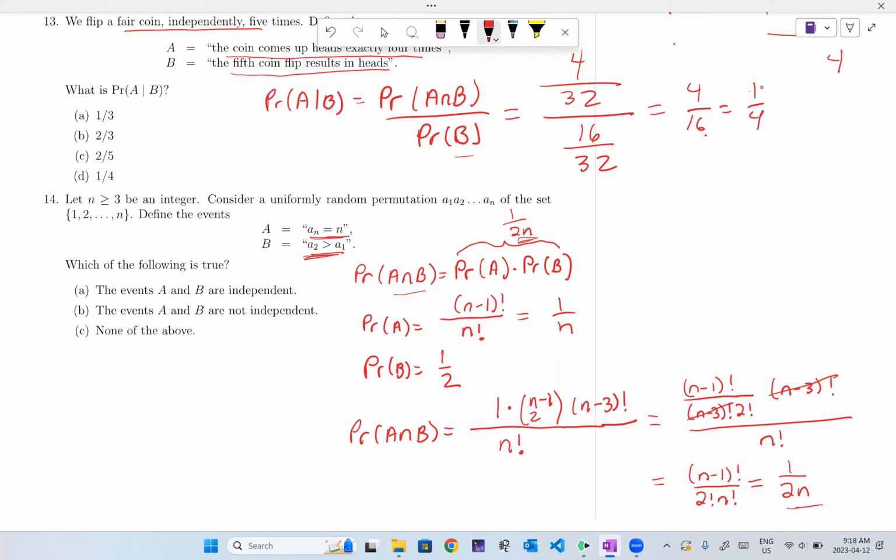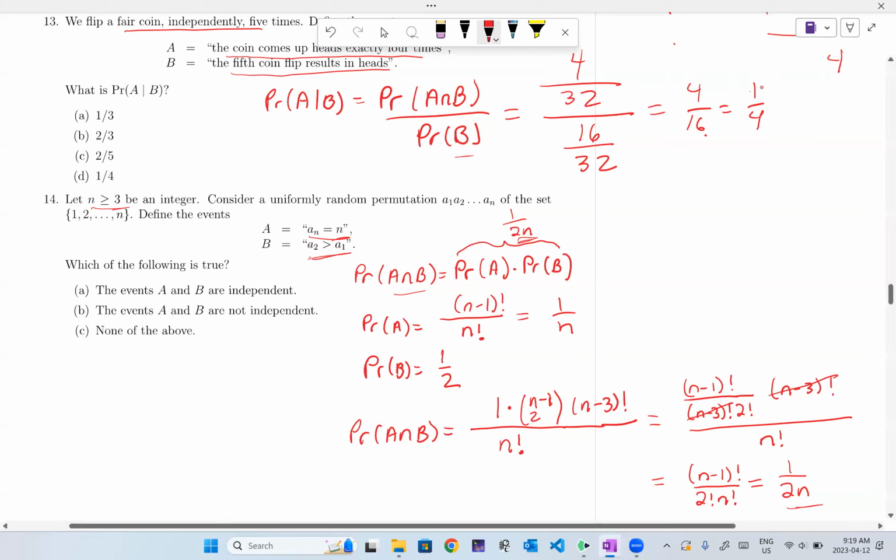Of course, one way to think about it is, if I tell you A happened, does that give me any information about B? Well, no. As long as n is at least 3, then AN is not A2 or A1, so this gives me no information. I know what the last element is, but I still have a string of n minus 1 that I have to permute, and this is still a 50-50 shot.